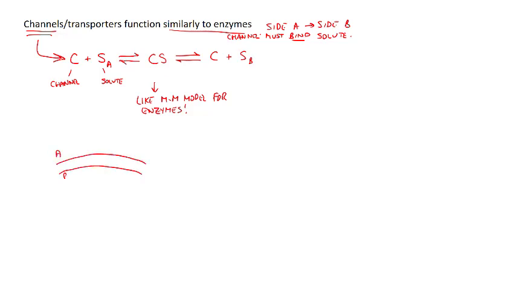So if this is side A and this is side B, and we've got a channel protein stuck in this lipid bilayer, our solute is going to pass through the channel from side A and come out on side B. So that means that the rate of our transport, or V, is going to be equal to what? Well, it's going to be equal to the change in the substrate concentration or solute concentration on side B with respect to T. And as it turns out, this V can be expressed by a Michaelis-Menten equation.